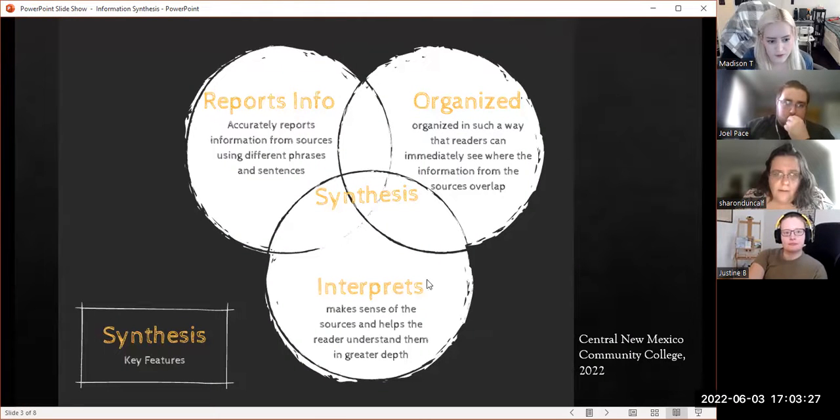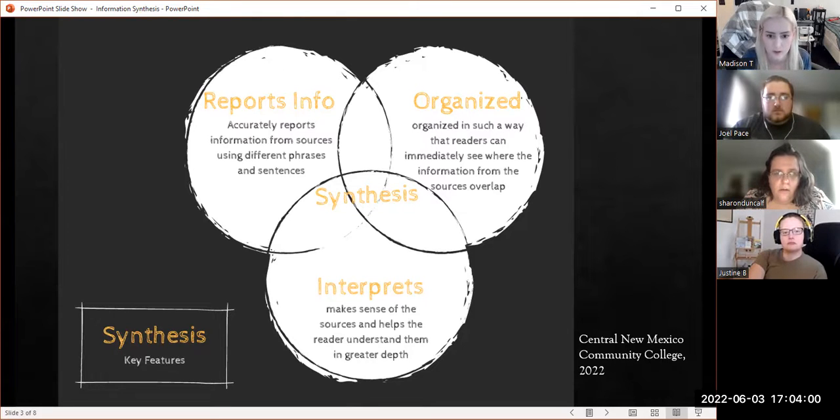So this is a graphic that I found from the Central New Mexico Community College website. I thought it was a pretty good way of explaining how there are different strategies that work together to synthesize information. So you're going to report the info, not word for word, but you're going to paraphrase it and kind of use your own language to elaborate what you've learned. And then you want to organize the information in a way that your intended audience will be able to absorb it properly. And then you also want to insert yourself into this process.